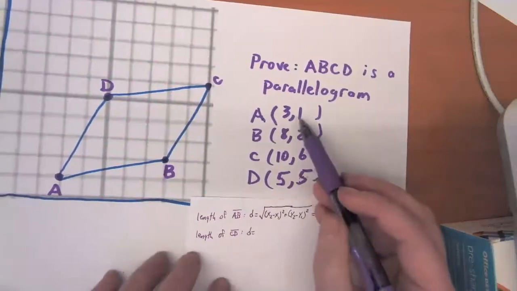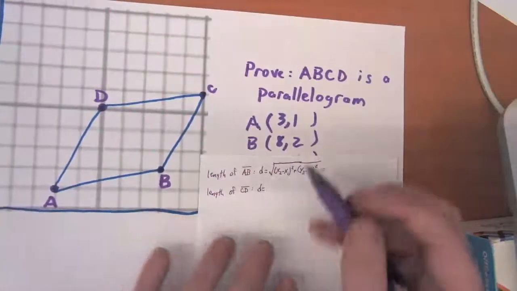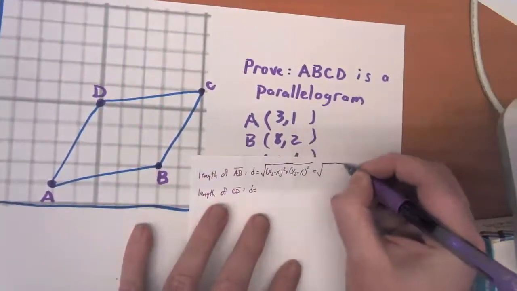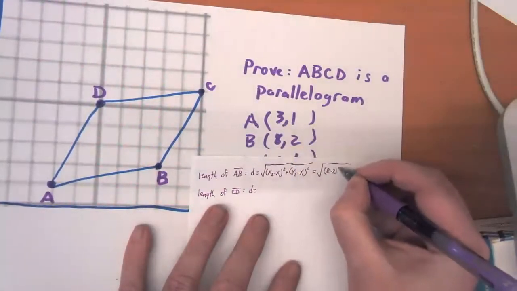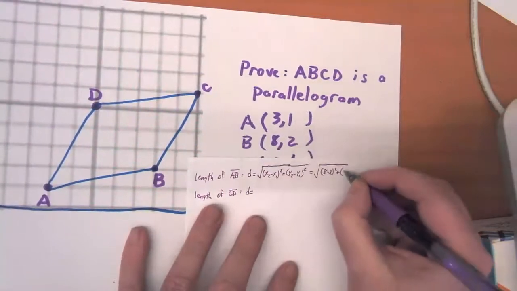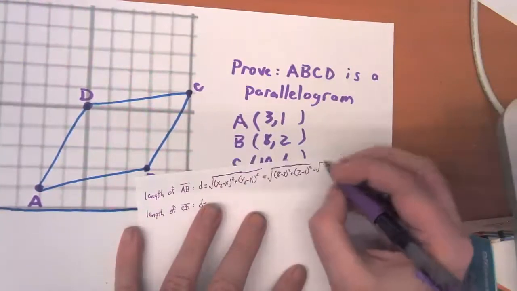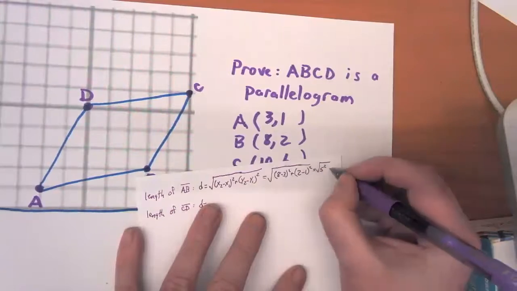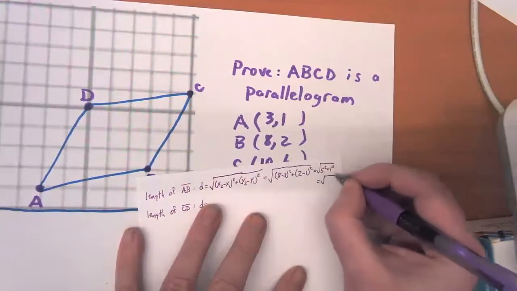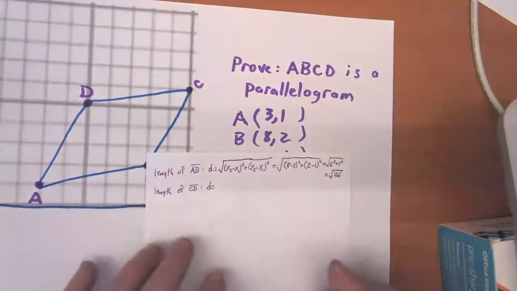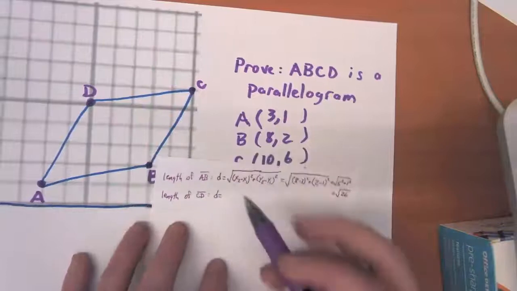And just like we did with the last problem, we're just going to substitute these numbers from A and B into the formula. So it's the square root of the difference between the x coordinates, 8 minus 3 quantity squared, and the difference in the y coordinates, 2 minus 1 quantity squared. 8 minus 3 is 5 squared. 2 minus 1 is 1 squared. So that's 25 plus 1, which is the square root of 26. We don't need to calculate this. All we need to do is figure out if this distance is the same.